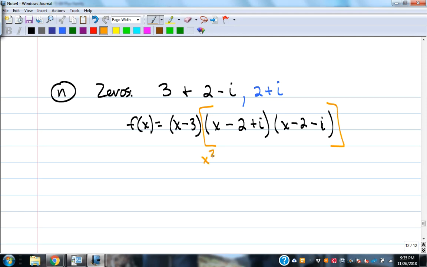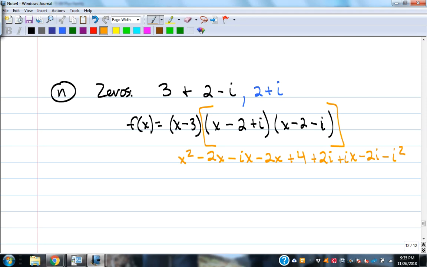x times x, x squared. x times negative 2 is negative 2x. x times negative i is negative ix. Then distribute the negative 2. Negative 2 times x, negative 2x. Negative 2 times negative 2, positive 4. Negative 2 times negative i, positive 2i. Then distribute the i. i times x is positive ix. i times negative 2, negative 2i. i times negative i is negative i squared.